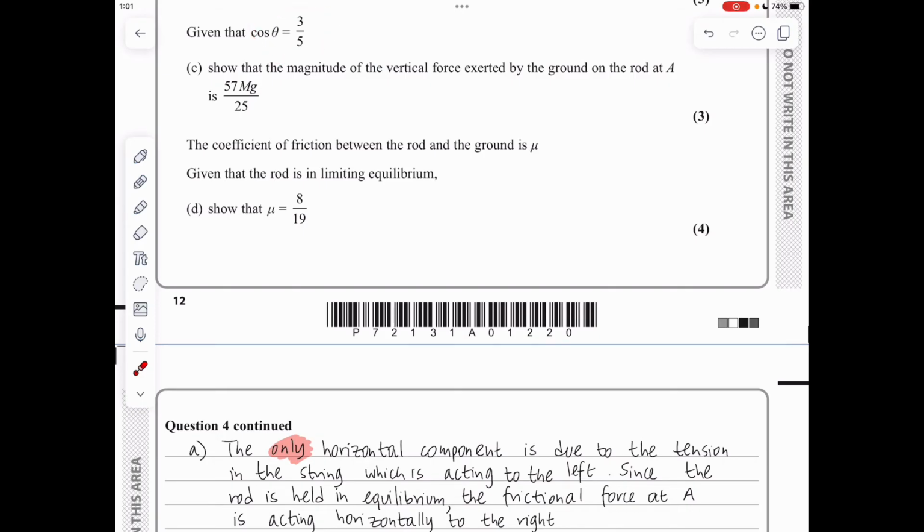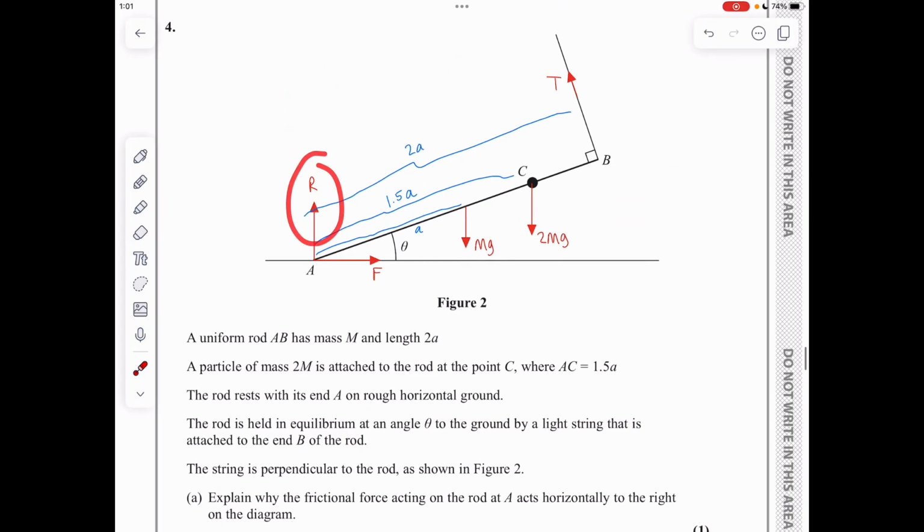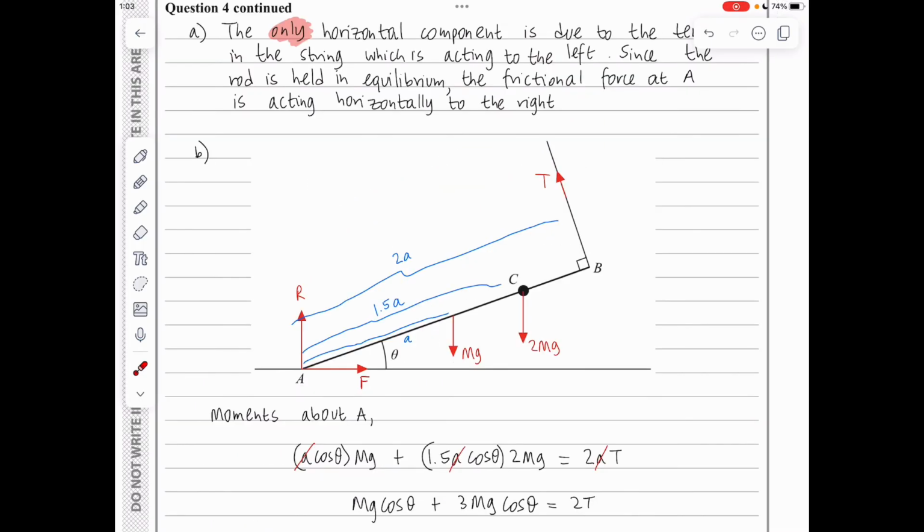the magnitude of the vertical force exerted by the ground on the rod at A is 57 capital Mg over 25. This will be our capital R on the diagram here. So what I will be doing is resolving the tension into a vertical and horizontal component and proceeding by considering the vertical components. Resolving the tension here perpendicularly, the angle here is theta, so that's going to be T cos theta, and then to the left horizontally it's going to be T sine theta.